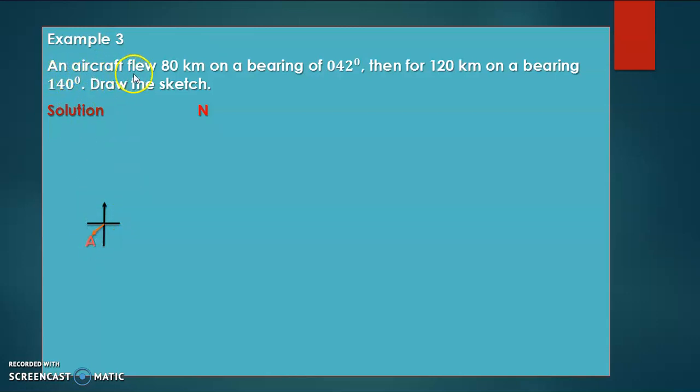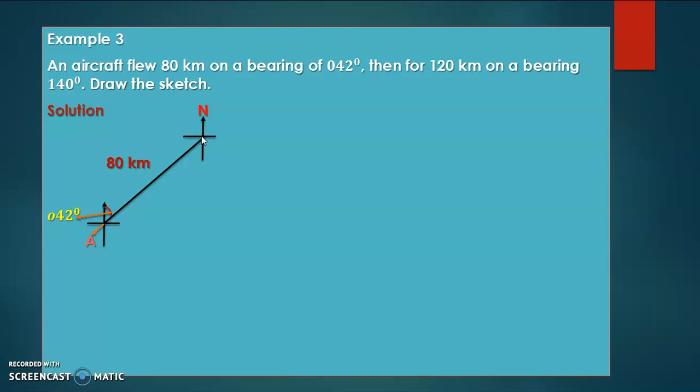They say an aircraft flies 80 km on a bearing of 042 degrees at this point. So let's locate the angle for 42. So this is our angle for 42 here at this point, at our point A. And we are given the distance, that the distance is 80 km. And this is the distance, 80 km, to another point, to this point here.